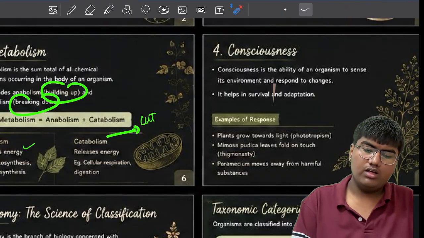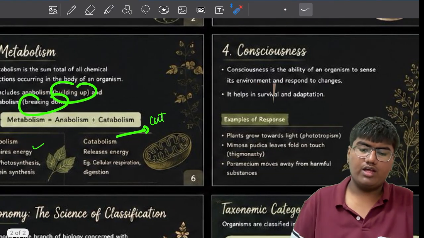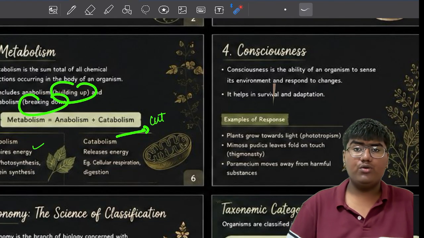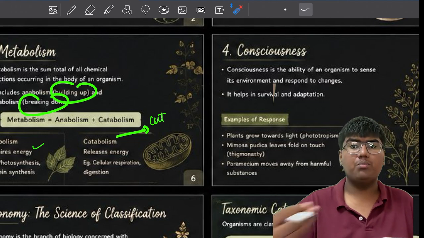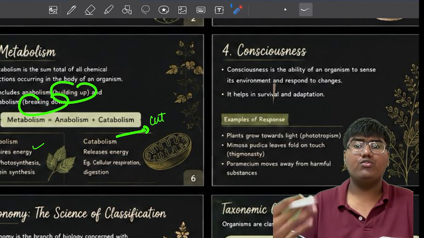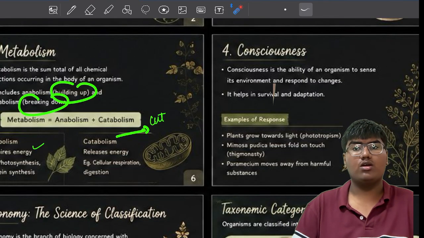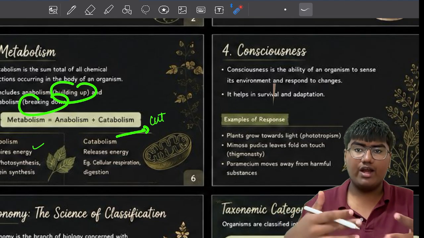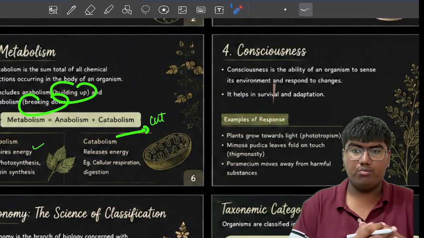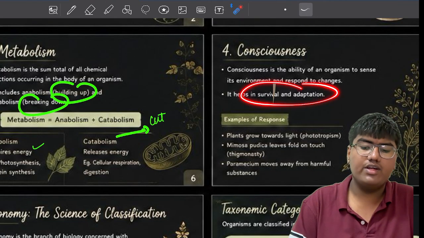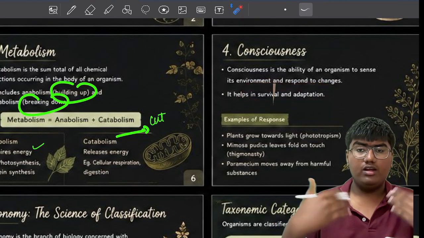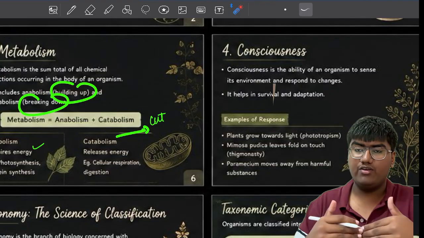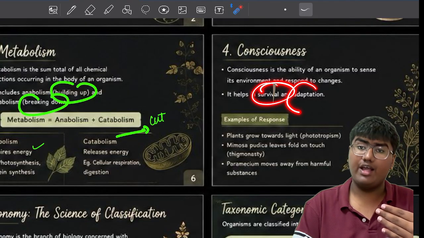Consciousness is the ability of an organism to sense its environment and respond to changes. We are able to respond to many changes. For example, if there is an increase in the amount of heat in our environment, we start to sweat, which is our mechanism, our ability to react to the changes happening in the environment. Next, it helps in survival and adaptation. Yes, if heat is increasing in our body, we drink a lot of water, we keep our body hydrated, and it helps in survival and adaptation.